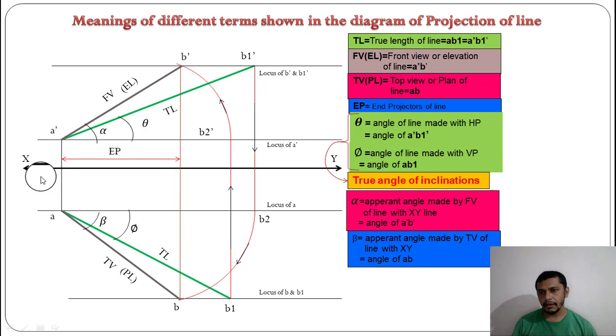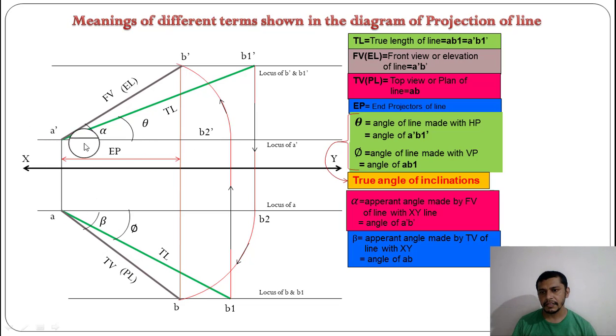Now another thing is how to derive the elevation and plan of the points. You can also see that B dash and B1 dash are on the same locus, that is the locus of B dash and B1 dash. Here B and B1 are also on the same locus, that is the locus of B and B1. So now, how to derive a plan and elevation of the line?